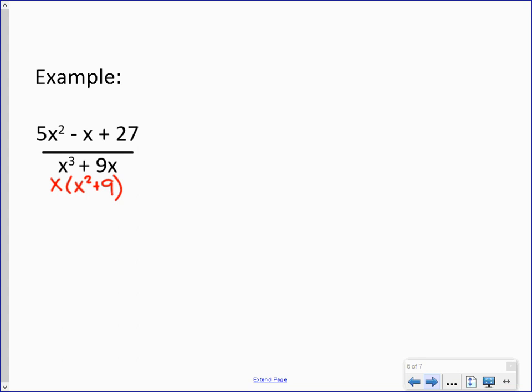How did you guys write your decomposition then? A over x plus bx plus c over x squared plus 9. So anytime you have that quadratic, you need to have a linear factor on the top. Okay. Make sense? Good.